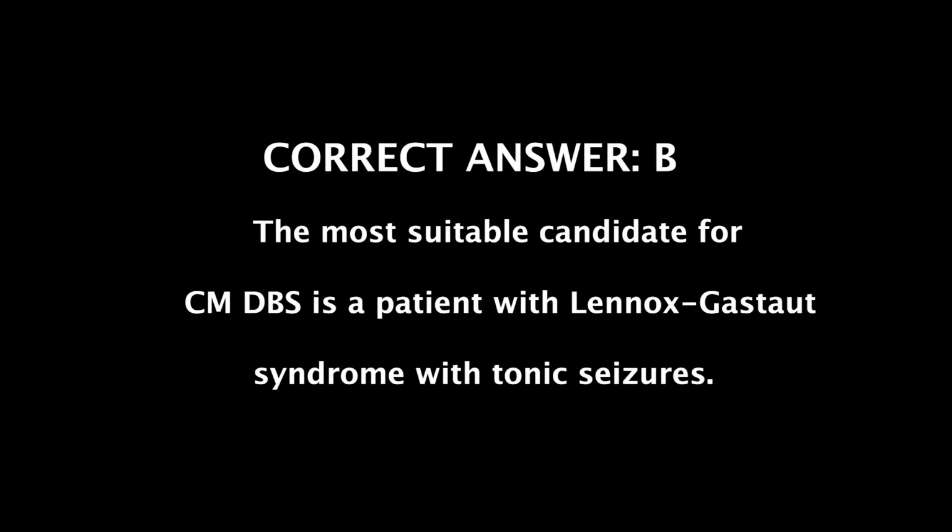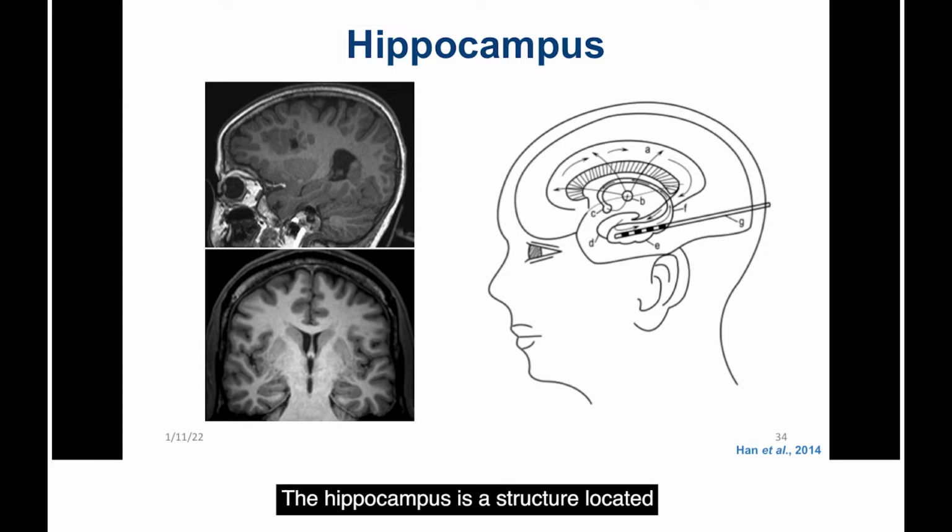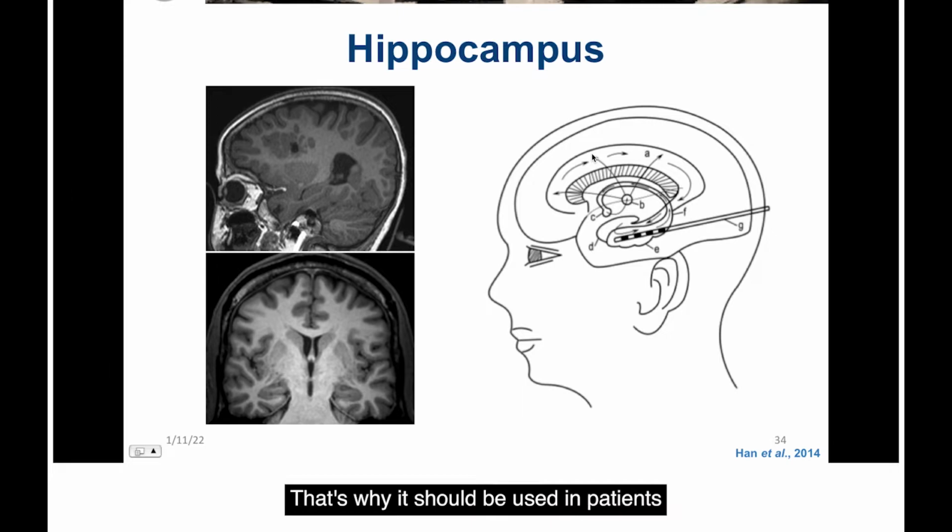And our last target, the hippocampus. The hippocampus is a structure located in the medial temporal lobe, as seen here on the sagittal and on the coronal views. And it gives rise to the fornix that will end at the mammillary bodies that will project to the anterior nucleus of the thalamus and then the cingulate. So it's also part of the Papez circuit. That's why it should be used in patients with temporal epilepsy.